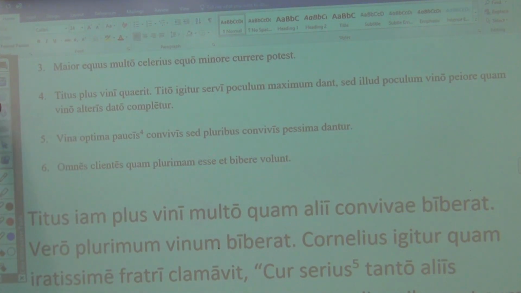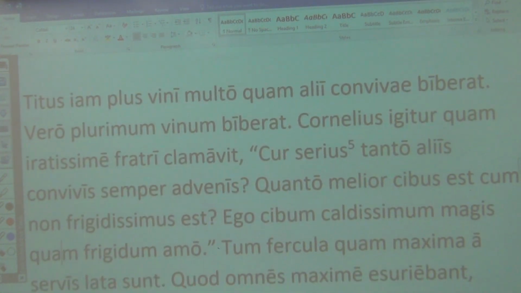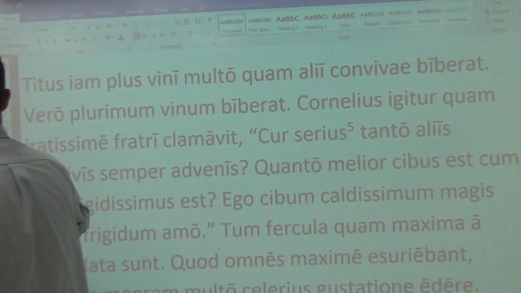Now, moving on to the other side, which will also be included in the multiple choice, is the short little passage about the incident at dinner when Titus shows up slightly inebriated.